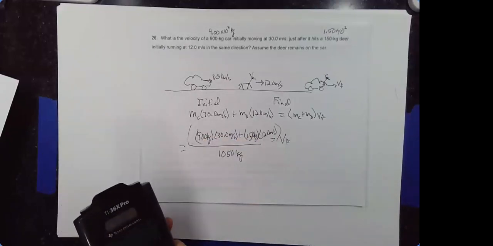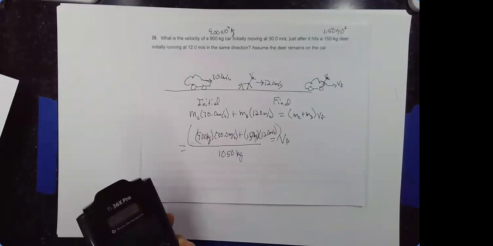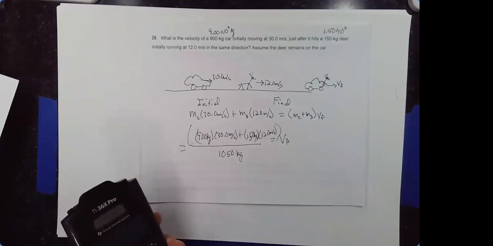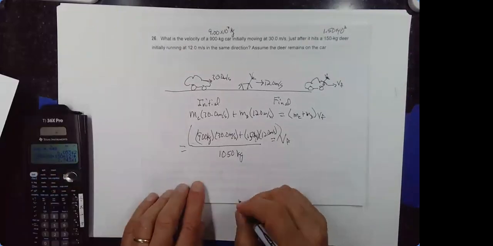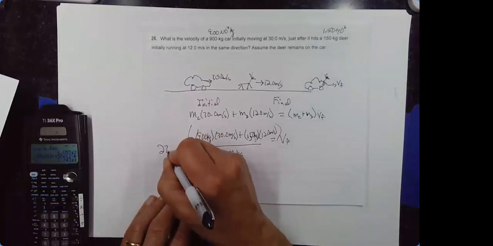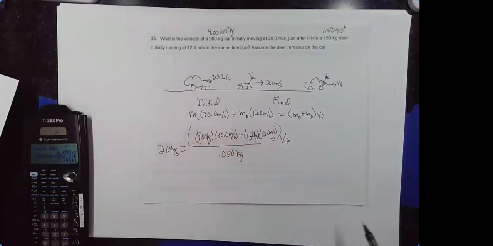So 900 times 30 plus 150 times 12, in parentheses, divided by 1,050. And I get about, actually the final is 27.4 meters per second.